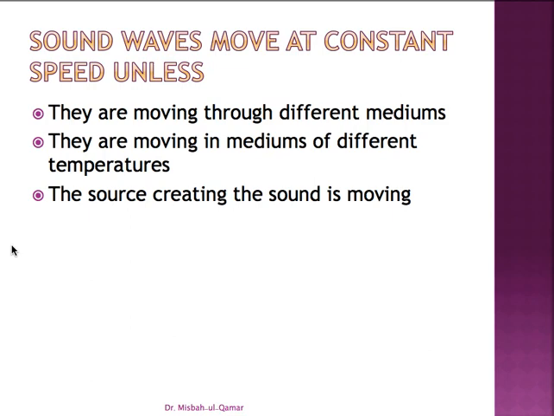The sound waves move at constant speed unless they are moving through different mediums or they are moving in mediums of different temperatures or unless the source creating the sound is moving, for example a moving train or a moving ambulance, etc. In that case, there is a change in the speed, that is perceived pitch due to moving source, and this effect is called a Doppler shift, right?